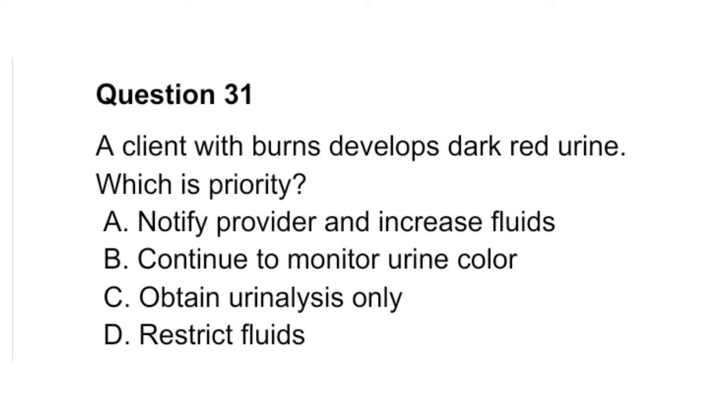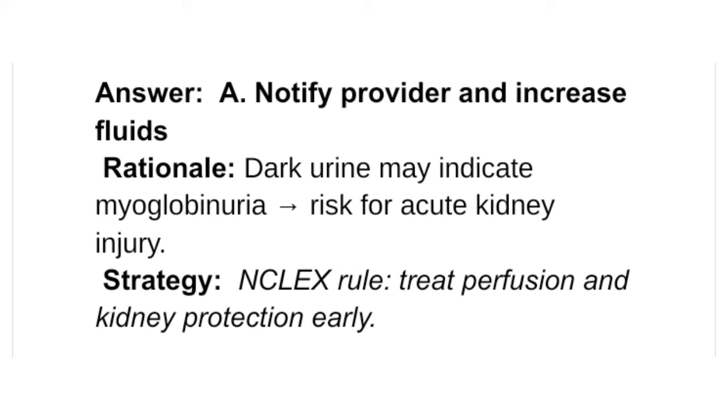Question 31. A client with burns develops dark red urine. Which is priority? A. Notify provider and increase fluids. B. Continue to monitor urine color. C. Obtain urinalysis only. D. Restrict fluids. Answer: A. Notify provider and increase fluids.